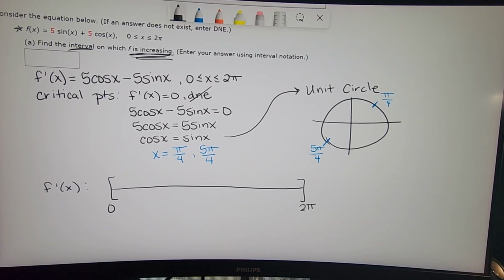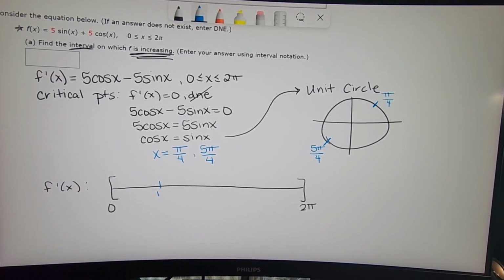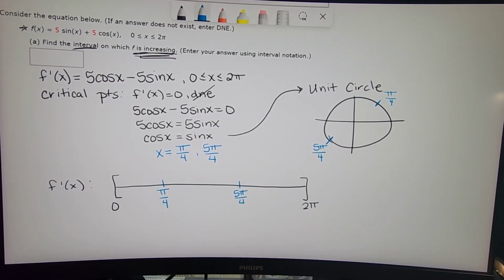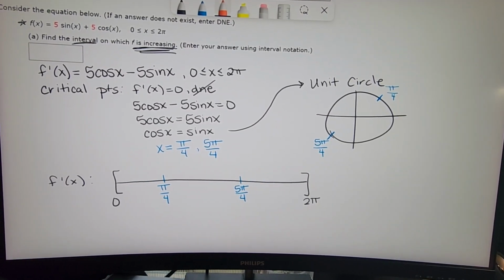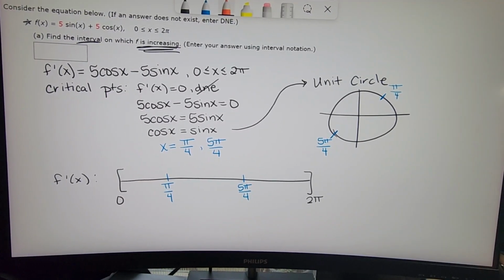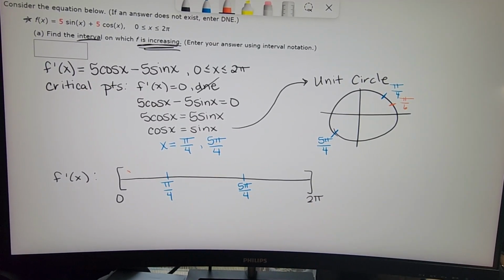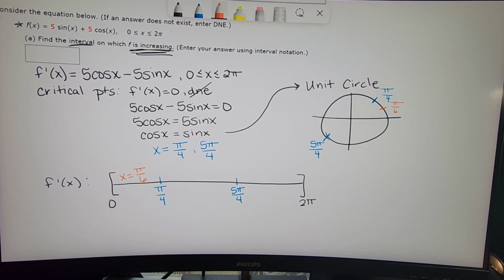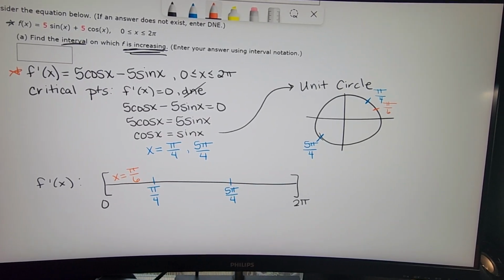Now we need to find where the function is increasing and where the function is decreasing. The function will be increasing when the derivative is positive. The function will be decreasing when the derivative is negative. And now we're going to create test points between 0 and 2 pi because you can only have values between 0 and 2 pi for a trig function. We know our critical points are pi fourths and 5 pi fourths, so those are going to be our boundaries. So you just put in any test point that's lower than pi fourths and see if it's positive or negative.